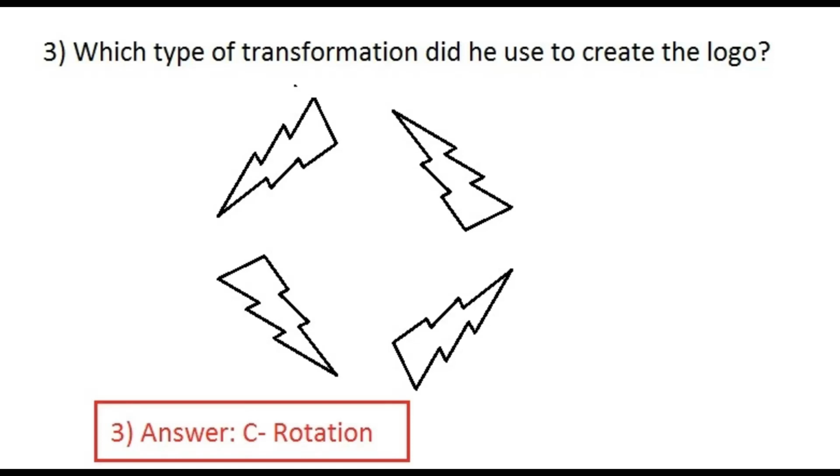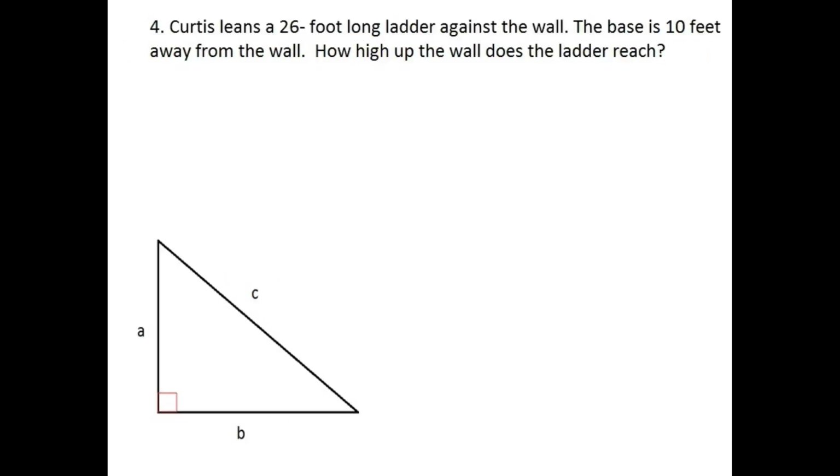All right. Now, number 4. Curtis leans a 26-foot long ladder against the wall. The base is 10 feet away from the wall. How high up the wall does the ladder reach? The challenging part of this question is to figure out exactly which side of this triangle we're looking for. It is a right triangle. So the ladder is 26 feet long and it's leaning against the wall.